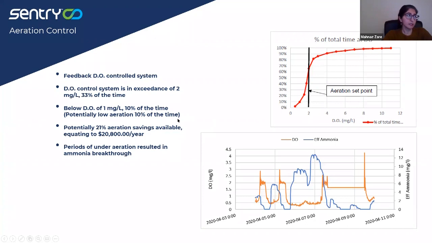Based on the analysis that we did, we estimate that 21% aeration savings are available, which is equal to $21,000 US per year. The bottom graph is showing an overlay of the DO profile with effluent ammonia concentration. Here, for example, it shows that extended periods of under aeration resulted in an effluent ammonia spike, and ammonia breakthrough happened during this time.